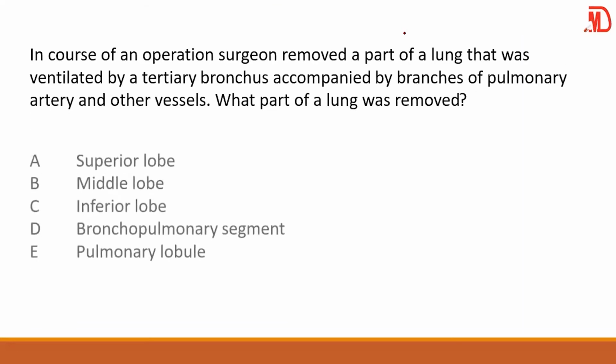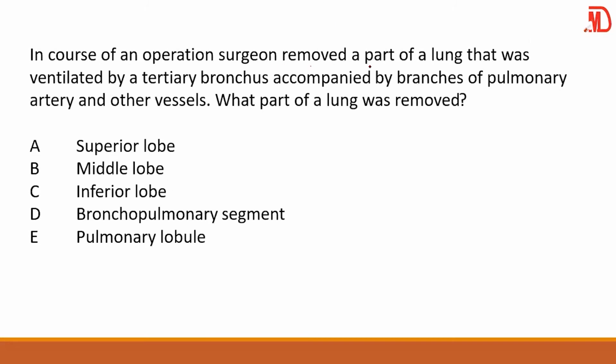In the course of an operation, a surgeon removed a part of a lung that was ventilated by the tertiary bronchus, accompanied by branches of pulmonary artery and other vessels. What part of lung was removed? So again, we are talking about tertiary bronchi. And we'll talk about the tertiary bronchi. Don't forget we have the bronchial tree, isn't it?